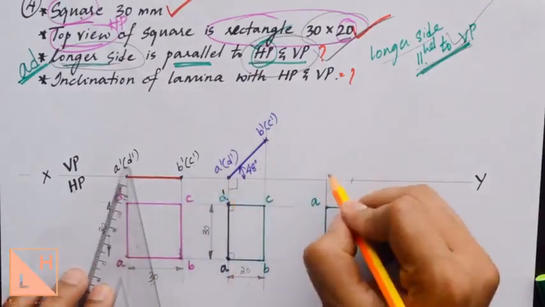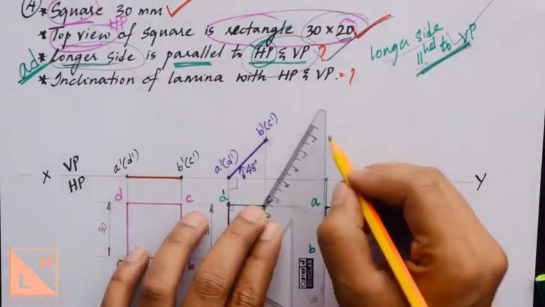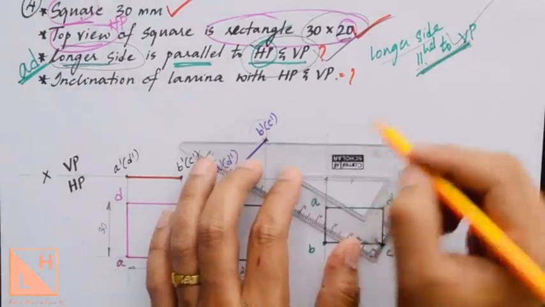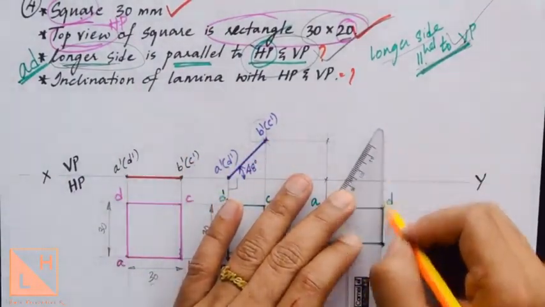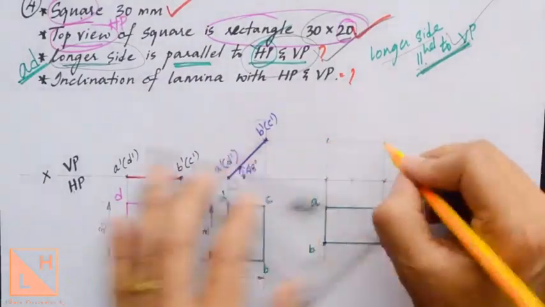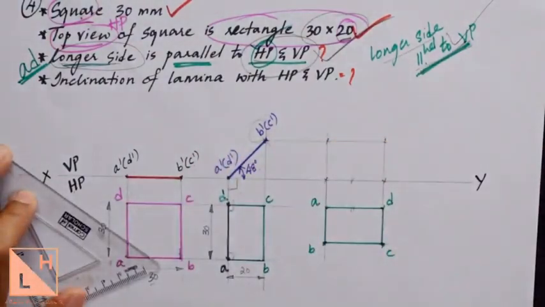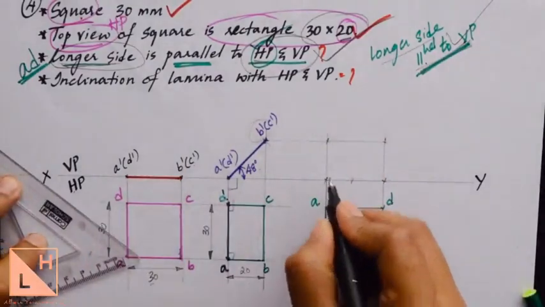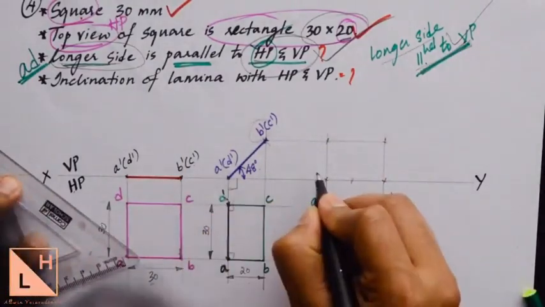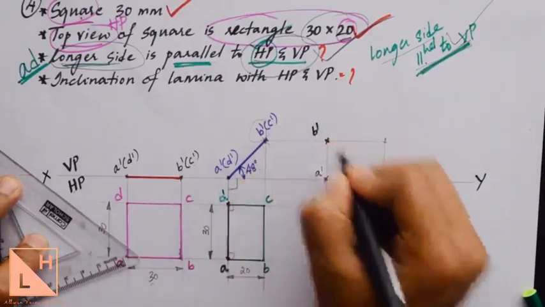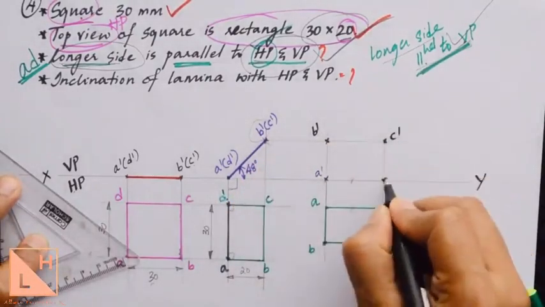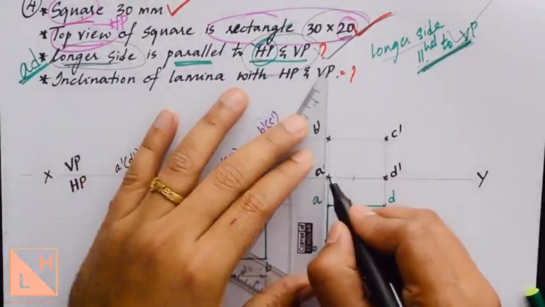A to A dash. We get new points above A and A dash. Horizontally, we'll get the new point A dash. Join this with a dark line.